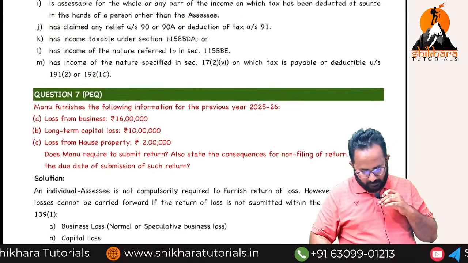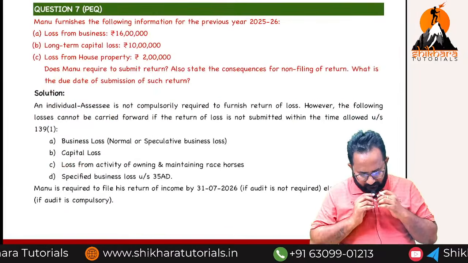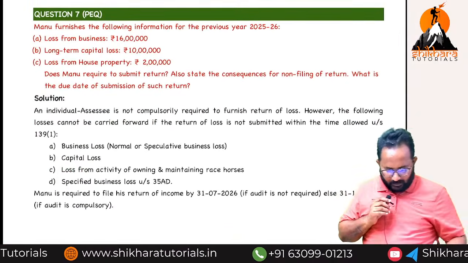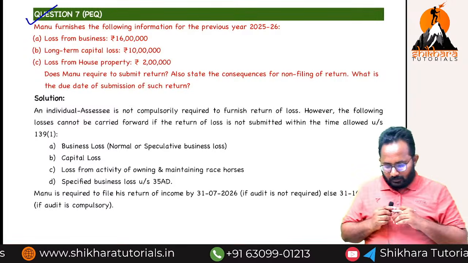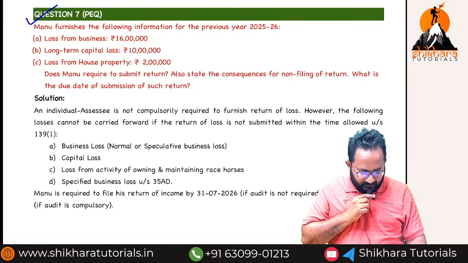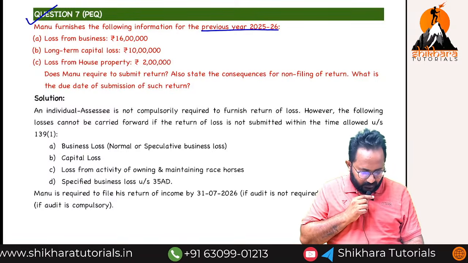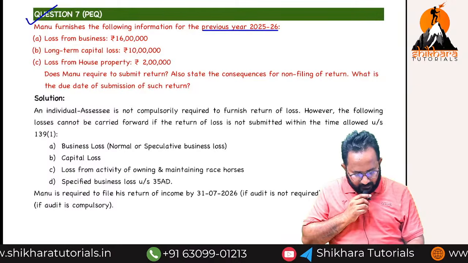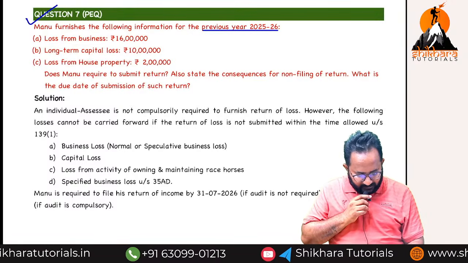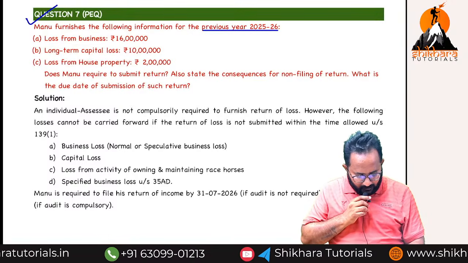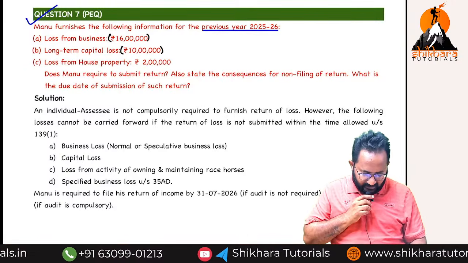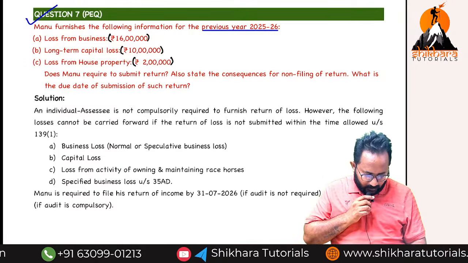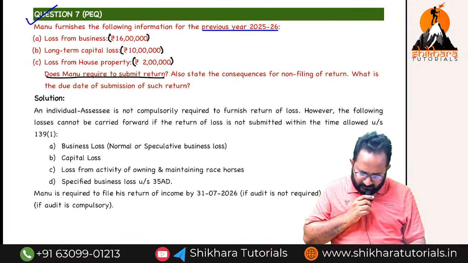Now, please open question number 7. Manu furnishes the information for the previous year 25-26. What are the incomes? Loss from business, loss from capital gain heads related, loss from house property. Is Manu required to submit the return?